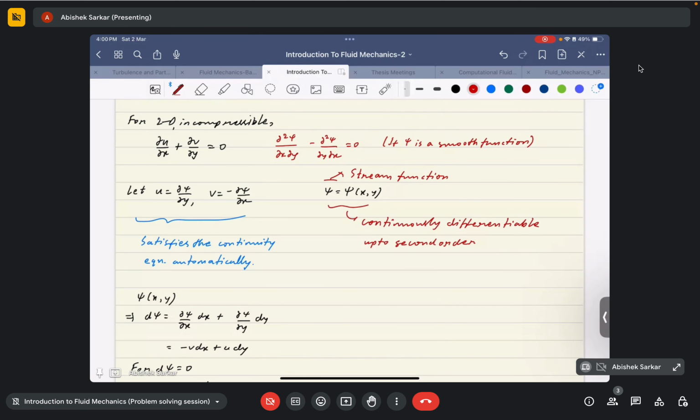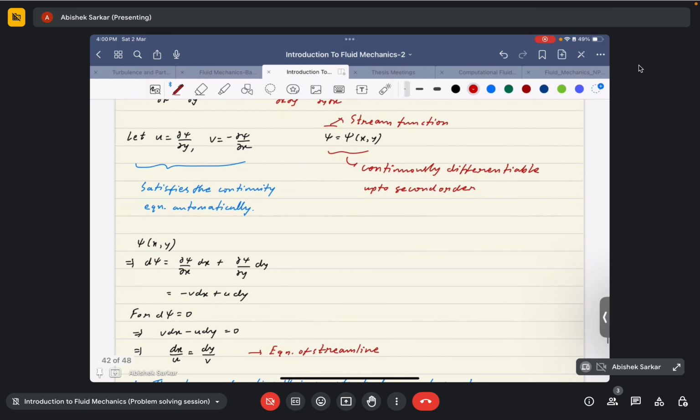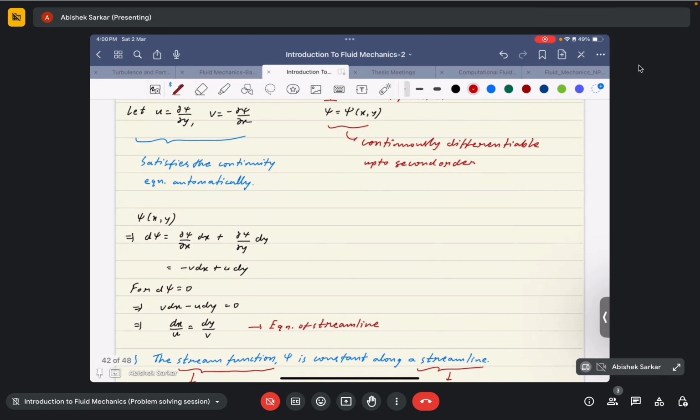Now again if we consider the total derivative of psi, I'm just doing this to show you how the stream function has a certain relation with the streamlines as well, but they are not exactly the same thing. Why they are not the same thing, I will tell you. Since psi is a function of x and y, or x and z, or y and z, it just needs to be 2D.